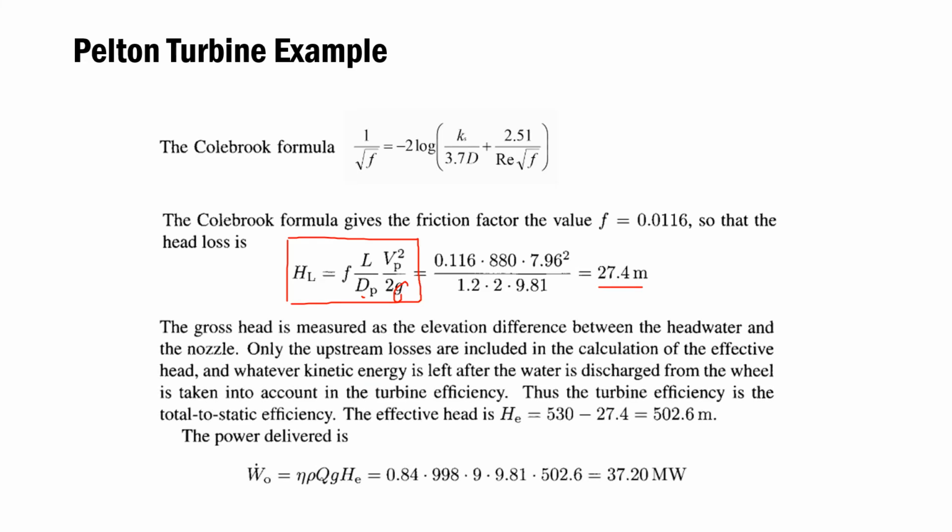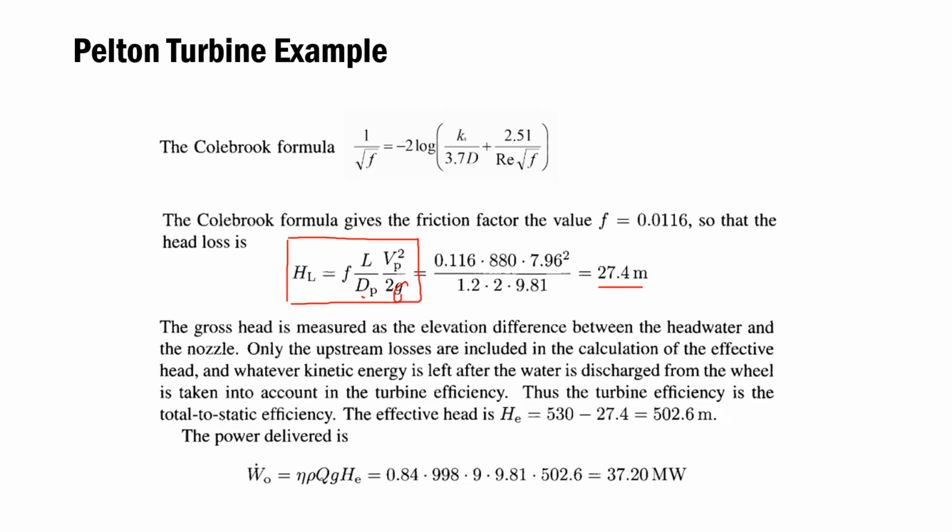Next, the gross head is measured as the elevation difference between the headwater and the nozzle. Only the upstream losses are included in the calculation of the effective head, and whatever kinetic energy is left after the water is discharged from the wheel is taken into account in the turbine efficiency. Thus, the turbine efficiency is the total to static efficiency.